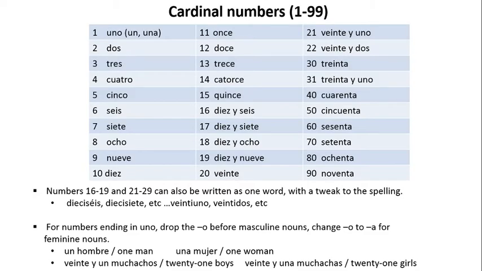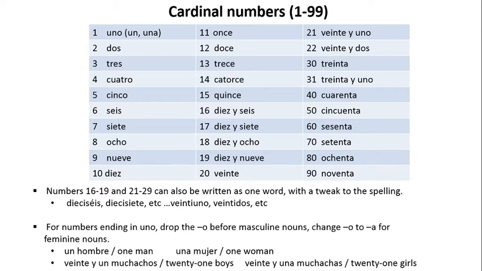In this table on cardinal numbers, you have the information that you need to count from 1 through 99. So let me go through this beginning with number 1. Uno, dos, tres, cuatro, cinco, seis, siete, ocho, nueve, diez. Once is 11, doce, trece, catorce, quince, dieciséis, diecisiete, dieciocho, diecinueve, veinte. Veintiuno is 21, veintidós is 22, treinta is 30, treinta y uno is 31, cuarenta is 40, cincuenta, sesenta, setenta, ochenta, noventa.